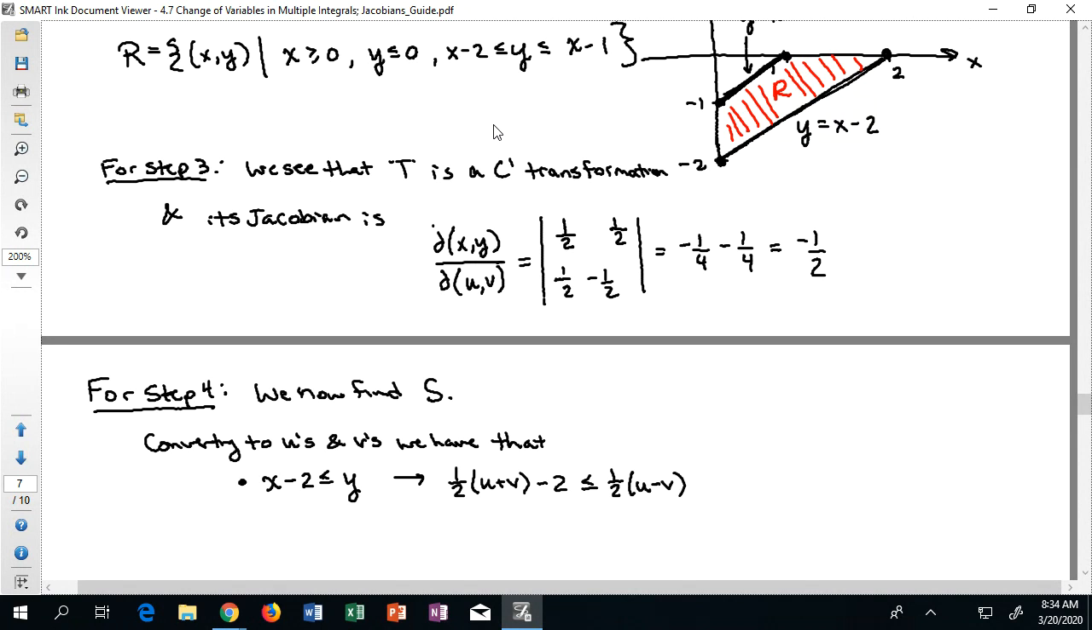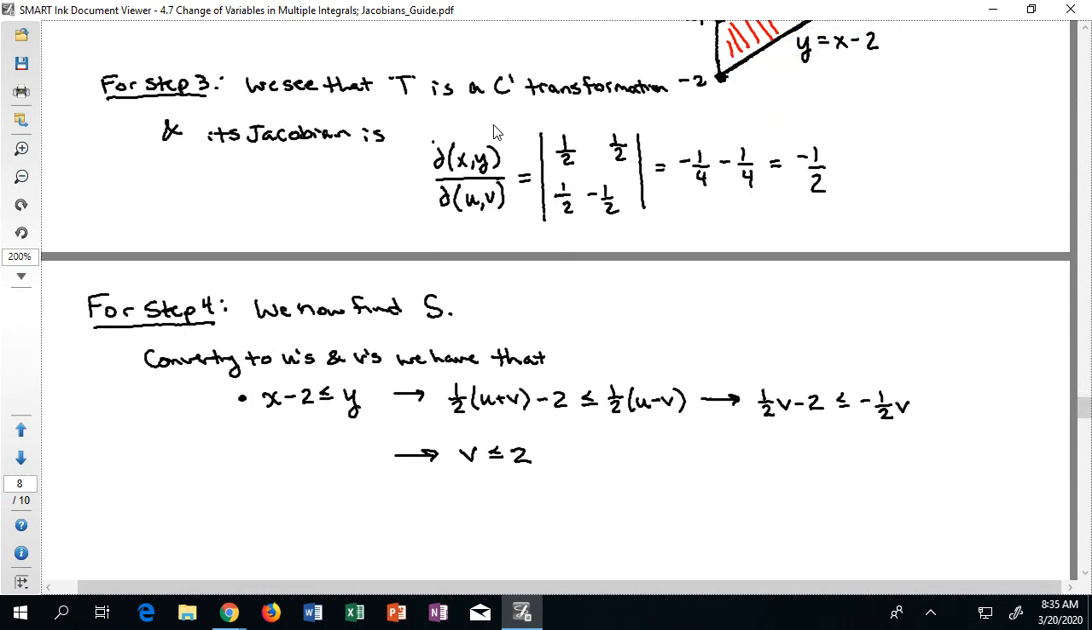And what I'll notice is I'll get a 1/2 u on each side. And so I'll ultimately be left with just a 1/2 v minus a 2 should be less than or equal to a negative 1/2 v. Now, I can go ahead and simplify this a bit further. This is going to be the same thing as 1v being less than or equal to 2. And so I have a new bound that I can work with for this region of S. So this is an important bound, and I'm going to mark that.